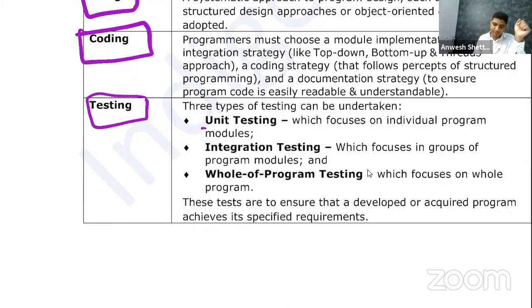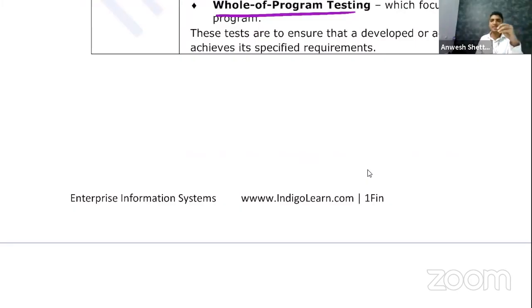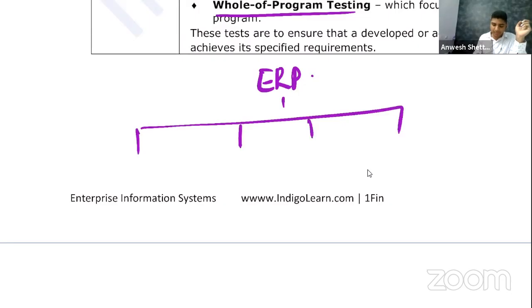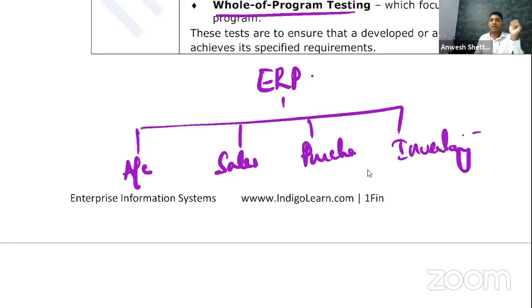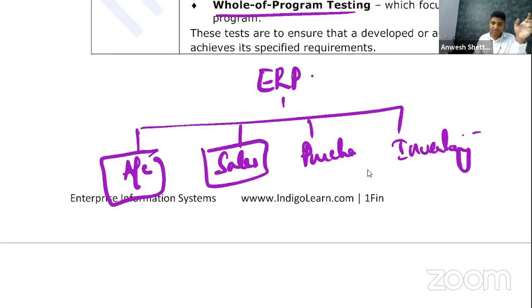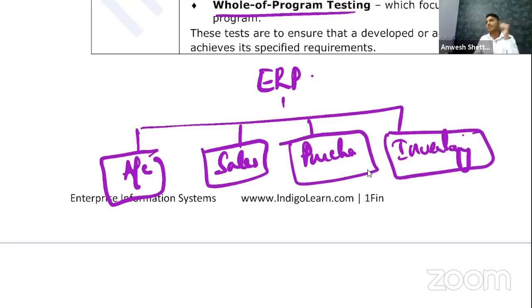So testing can be further divided into unit testing, integration testing, or whole of program testing. Now what is unit testing? Let us say, forget Khata book, you develop one ERP. ERP means there are many modules in it. There is an accounting module, a sales module, a purchase module, an inventory module. So there are different departments. Now, when you check it, you check individually. You check accounts, whether it is proper or not. You check sales, you check purchase software, you check inventory software, whether it is proper or not. So this is called unit testing.